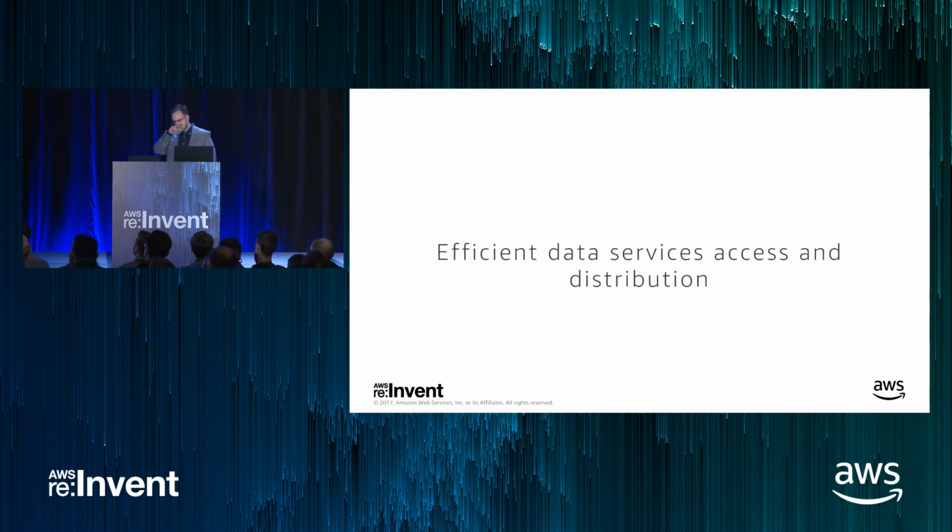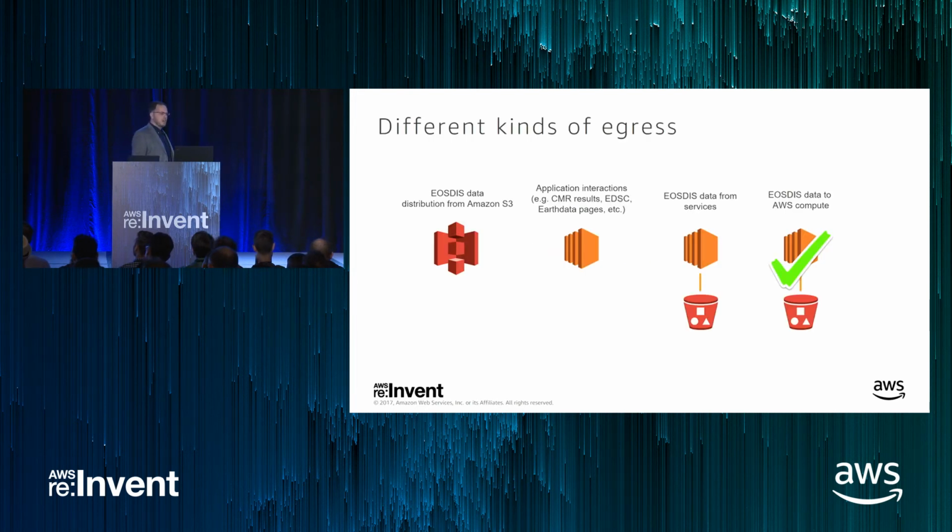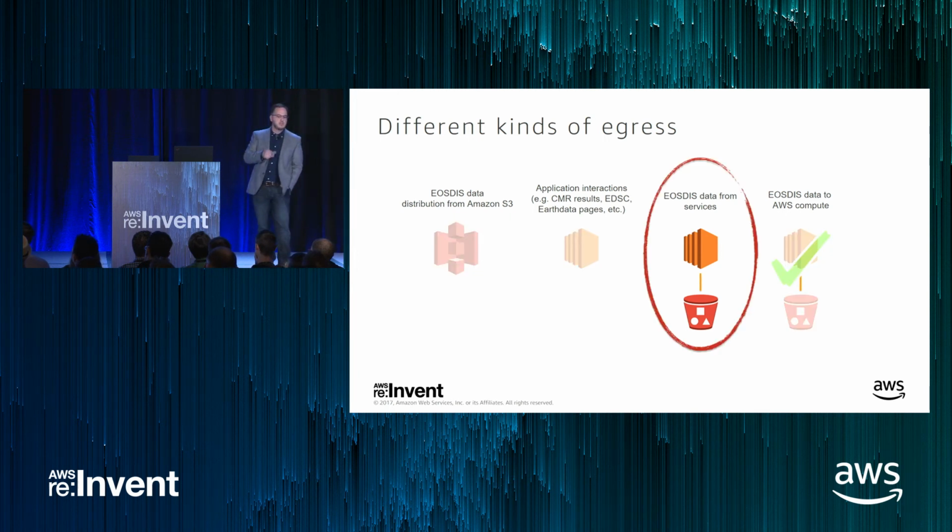All right, diving into those first two bullets, though. Efficient data service access and distribution. On this slide we talked about earlier, the right-hand side is computing near the data. The left-hand side is effectively distribution, the circuit breaker pieces and things like that. But really, this middle one, data distribution from services, how do we do that? This is where I want to pull everything down as a GeoTIFF, or as a TIFF, or I want JPEGs. How do we deal with that kind of approach?